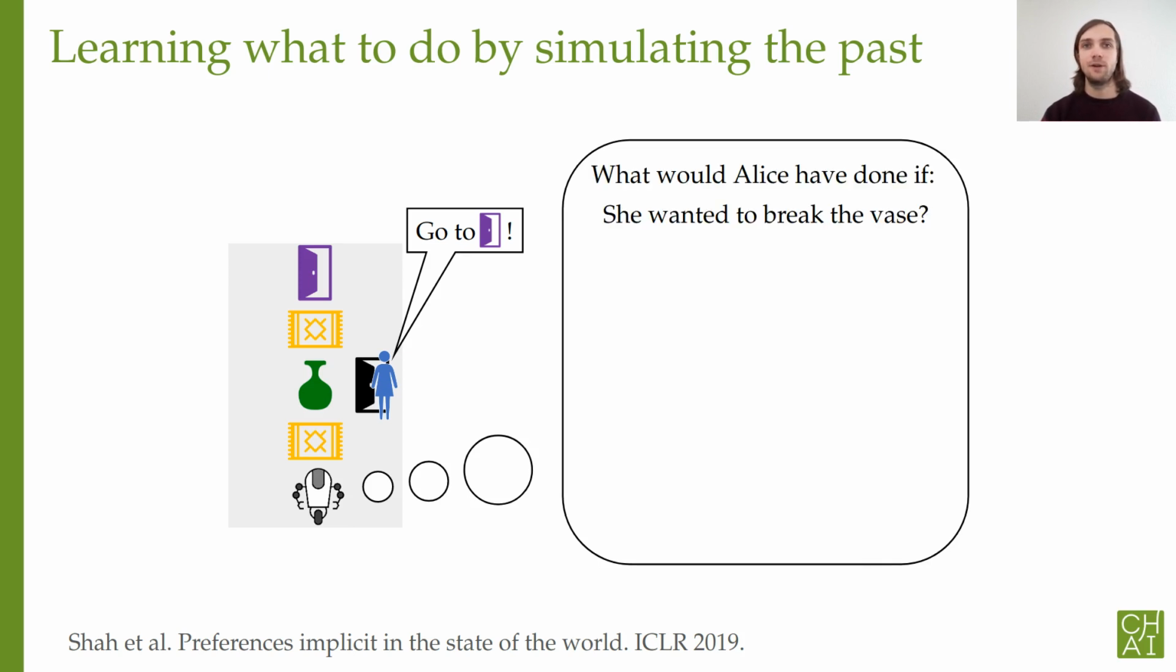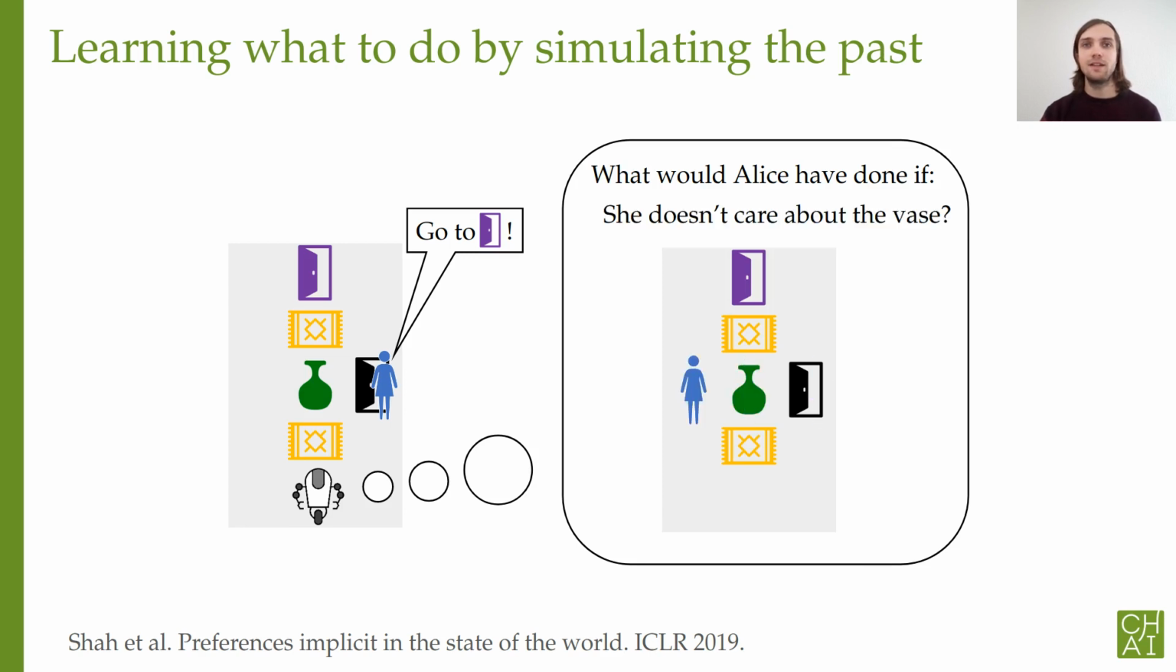So if Alice had wanted to break the vase, then she would have probably done so already. If she didn't care about the vase, then she probably still would have broken the vase just to act more efficiently. Only if she wants the vase to be intact does she go around it and it stays intact. Since we observe, in fact, that the vase is not broken, Alice must have wanted it to be intact.